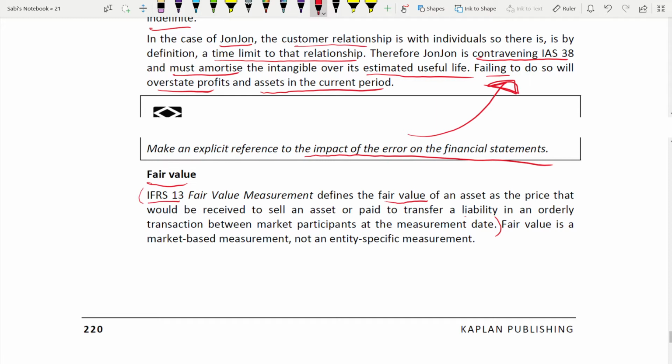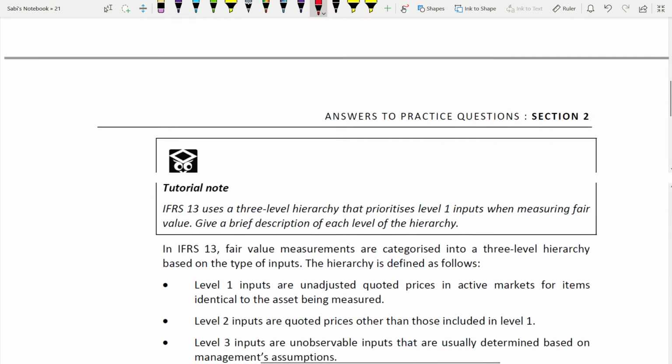Fair value is a market based measurement and not an entity specific measurement. This also you need to write, don't forget to mention this always. It is not based on entity to entity. The entity does not decide fair value, it's based on the market. So it's a market based measurement, not an entity specific measurement.